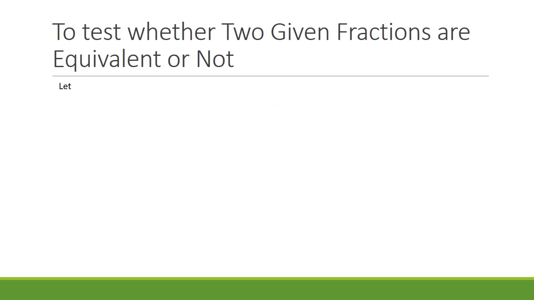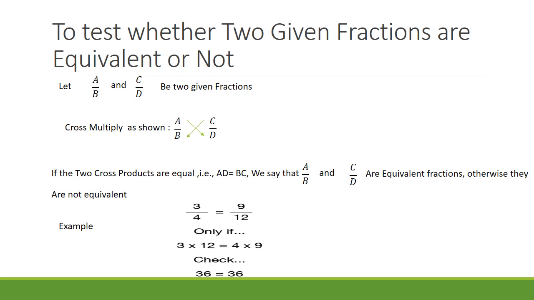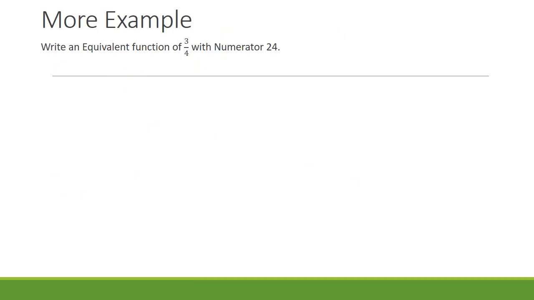How do we test whether the given fractions are equivalent or not? Simply by cross multiplying, like A with D and C with B. If the cross products are equal, that is AD is equal to BC, we say that both fractions are equivalent, otherwise they are not. You can try this numerical example at home. Let's see some more examples.